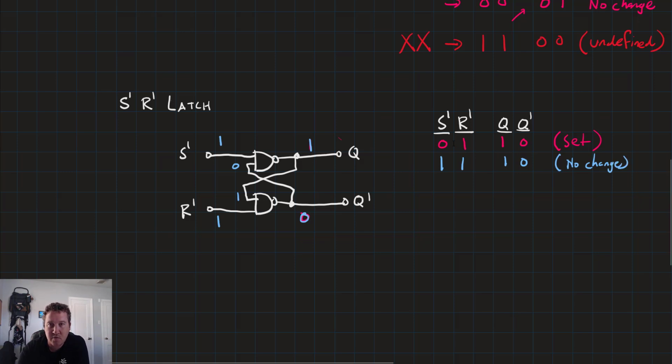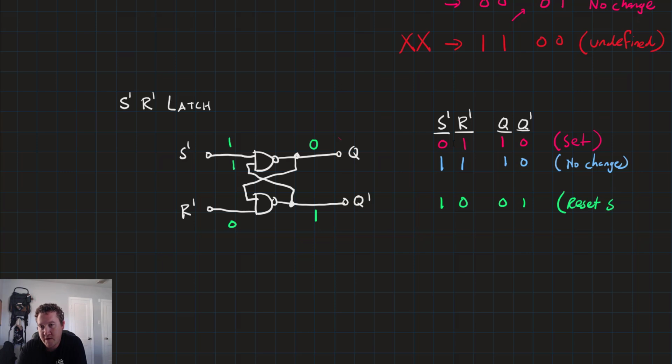Now let's flip it over. Let's do S naught equals 1 and R naught equals 0. So S naught's 1, R naught's 0. Now remember, it's the 0 that dominates the NAND gate, so that's going to be a 1 on Q naught, and a 1, 1 on the NAND gate gets us 0. So that's going to be 0, 1, or the reset state.